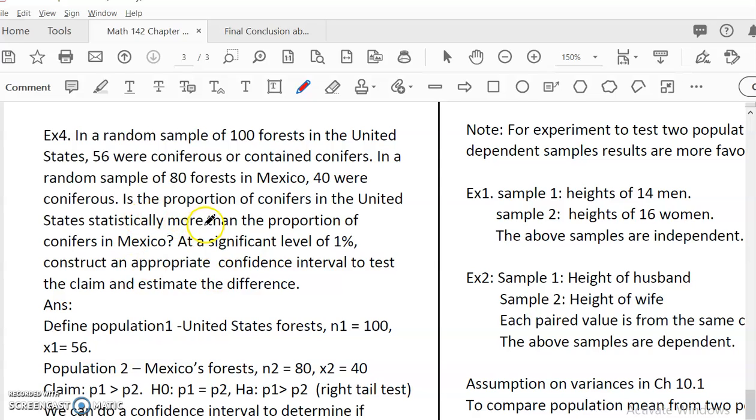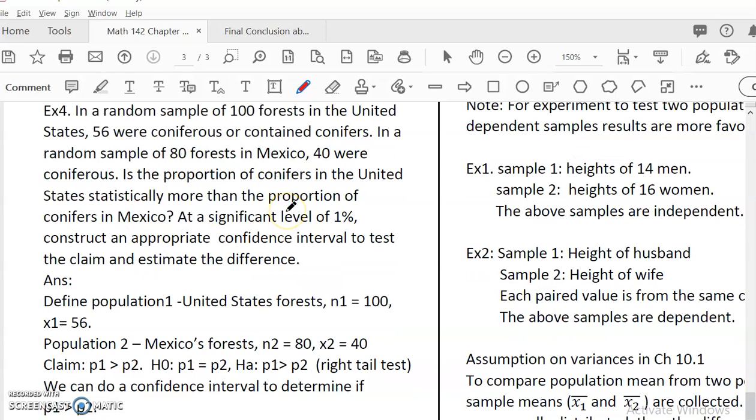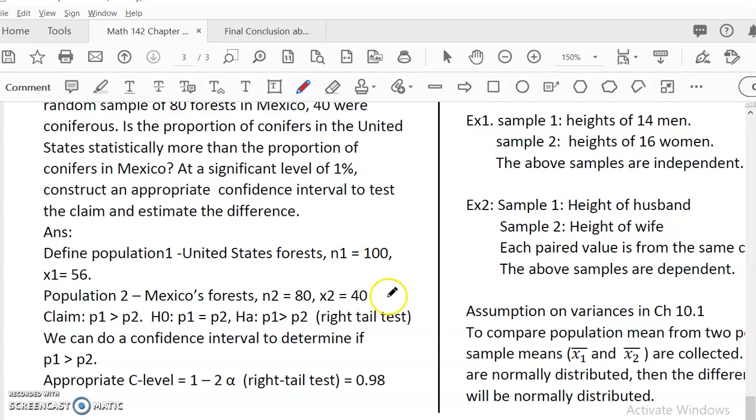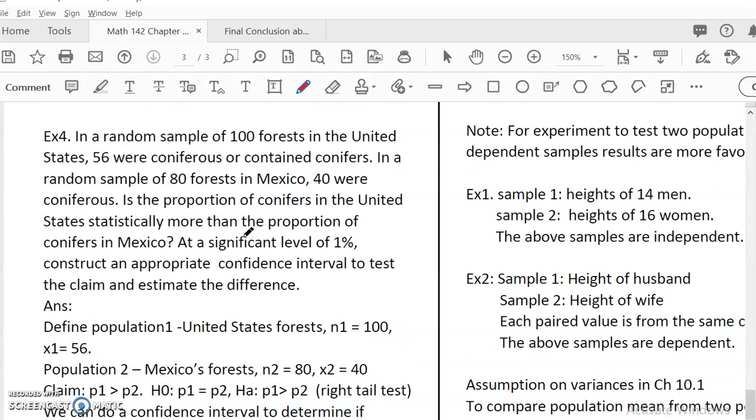We would have an example where we want to compare proportions, but we would only use the confidence interval. We do not actually do the hypothesis test. So let's look at this example. In a random sample of 100 forests in the United States, 56 were coniferous, or contain conifer. In a random sample of 80 forests in Mexico, 40 were coniferous. Is the proportion of conifer in the United States statistically more than those in Mexico?